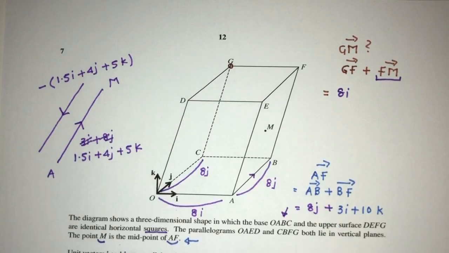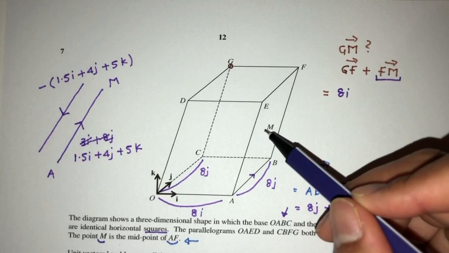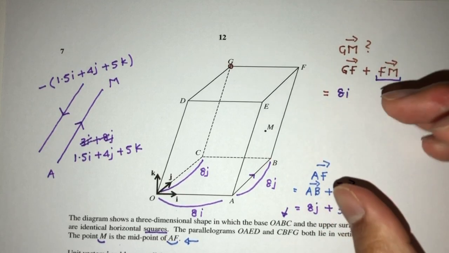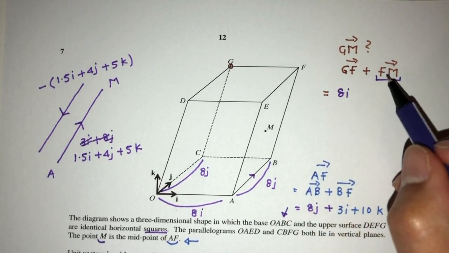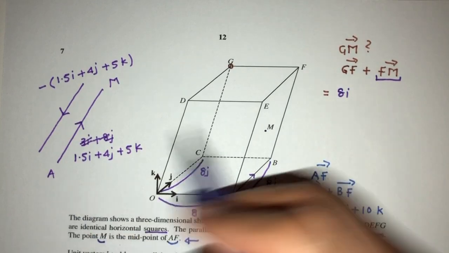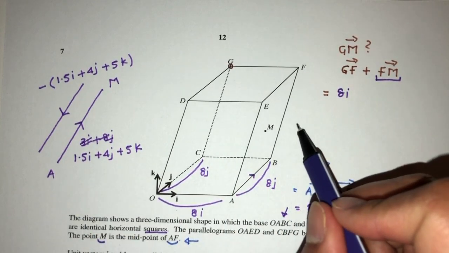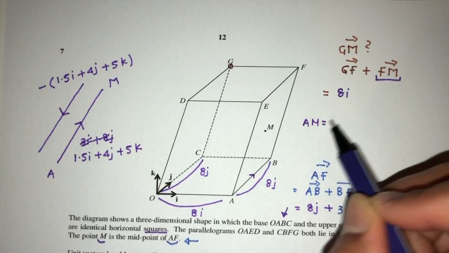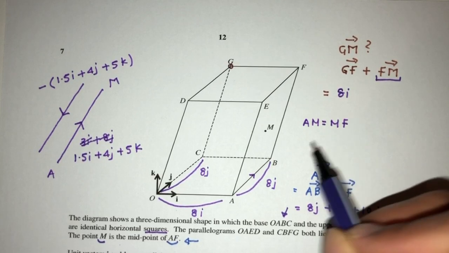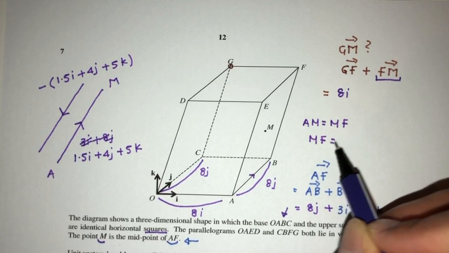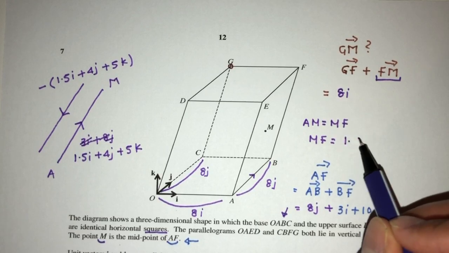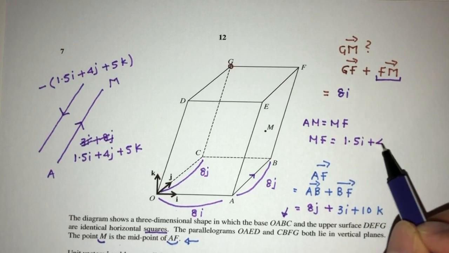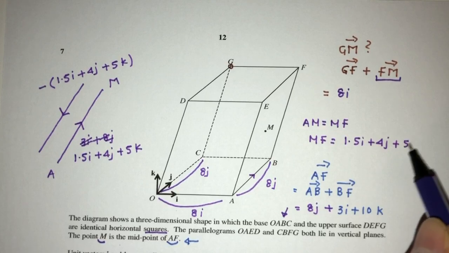So same thing here. Because we know that AM and MF are the same value, because M is the midpoint. Let me side note: because of that, we know that AM has to be the same as MF. MF is equal to the same value as 1.5i plus 4j plus 5k, if that makes sense.